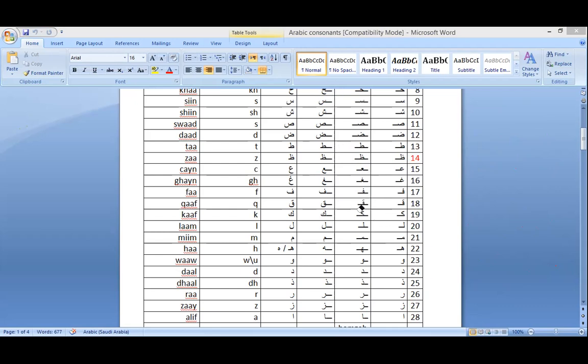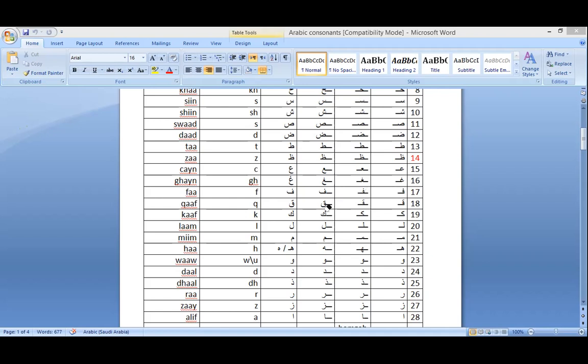Fa and Qa. You compare Fa and Qa initial and Fa and Qa middle. Is there any change? Nope. Ka initial, Ka middle, no. There's no change. La is also no change. Ma and Ha, there are no changes, and the rest, almost no change. Yes.